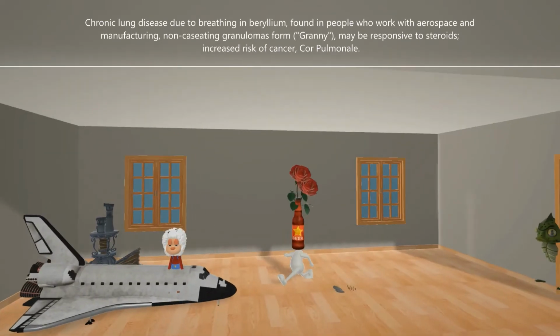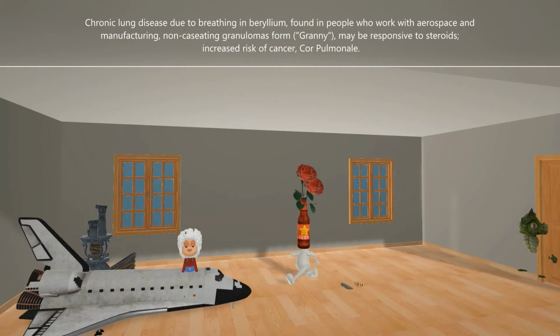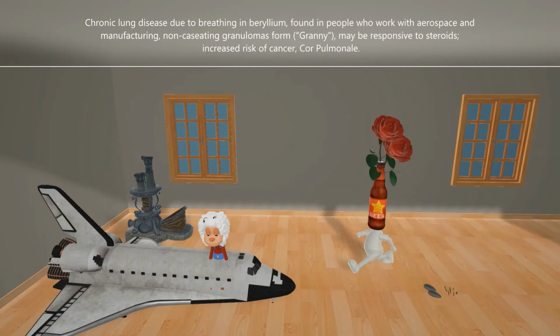What's this granny doing over here? This is to help us remember that in berylliosis, there are non-caseating granulomas that develop. Granny for granuloma. These granulomas develop due to aggregating CD4 cells and macrophages. And because these granulomas form, occasionally berylliosis can be responsive to steroids.